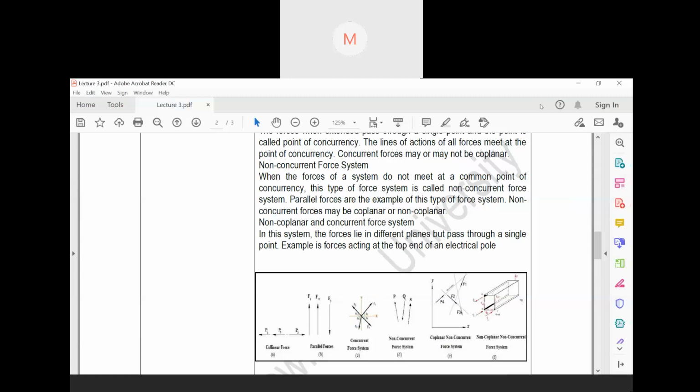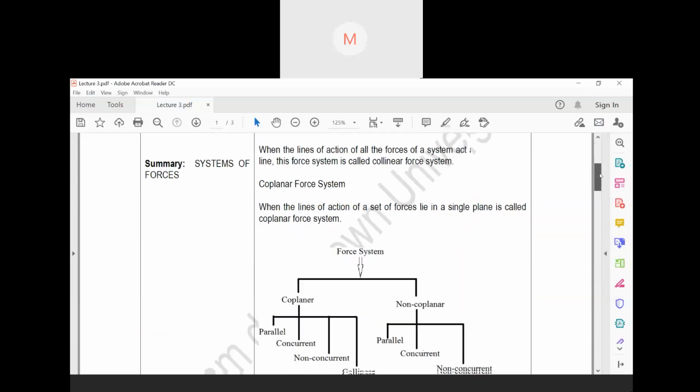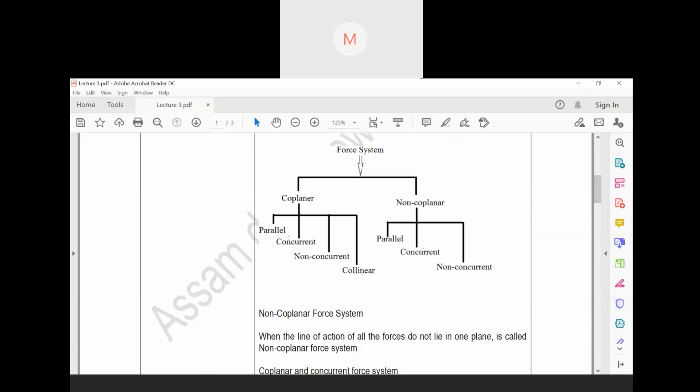Now in non-concurrent force system, what happens? If you pull back this force system, the forces don't start from a single point. So this is known as non-concurrent force system. So we have got parallel, concurrent, non-concurrent, and collinear.